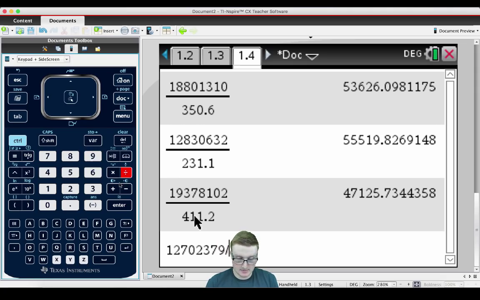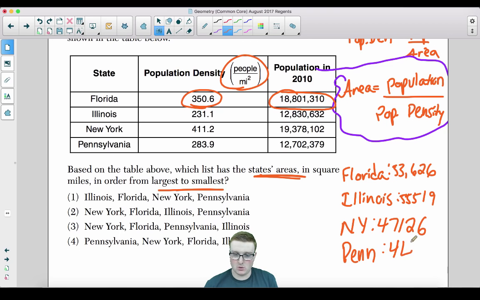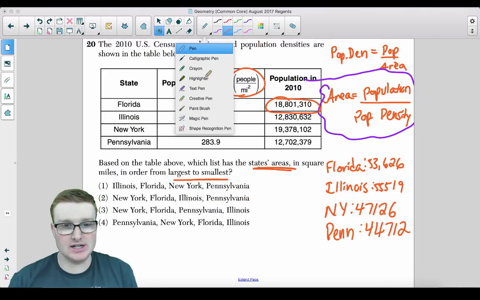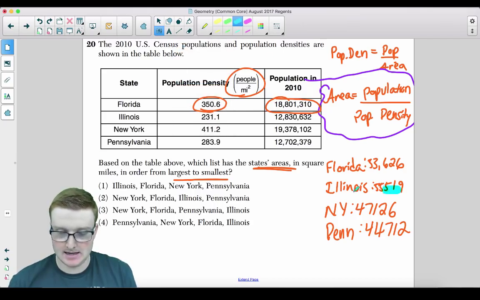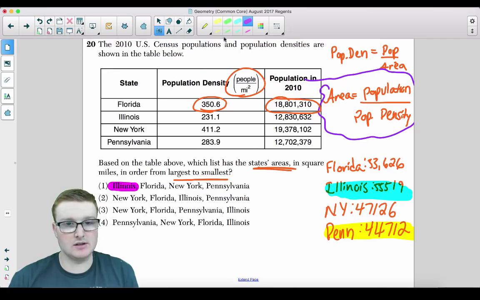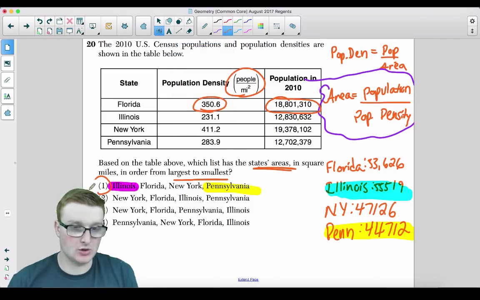For Pennsylvania, that's 12,702,379 divided by 283.9, which is 44,742. I just calculated all those areas. Now we need to find which one is from the largest to the smallest. Well, the largest is Illinois. The smallest is Pennsylvania. Florida follows, then followed by New York. Boom. Choice 1 is your answer.